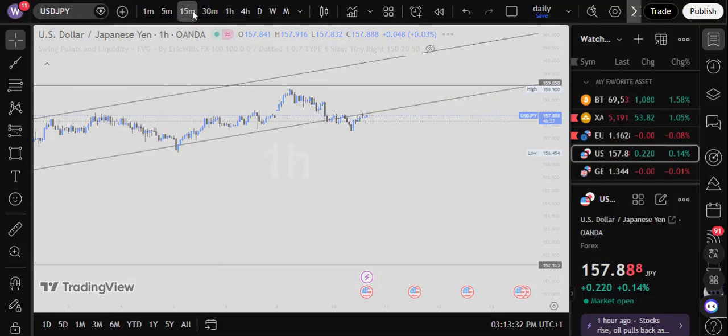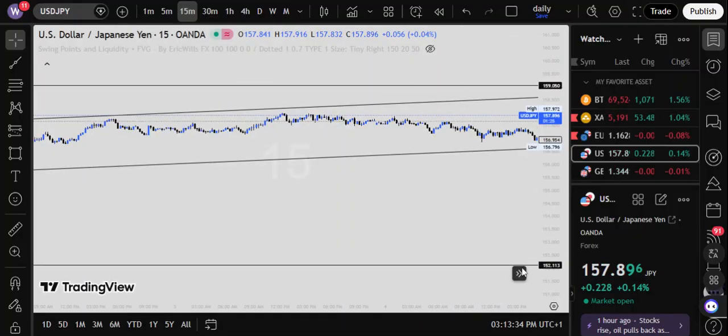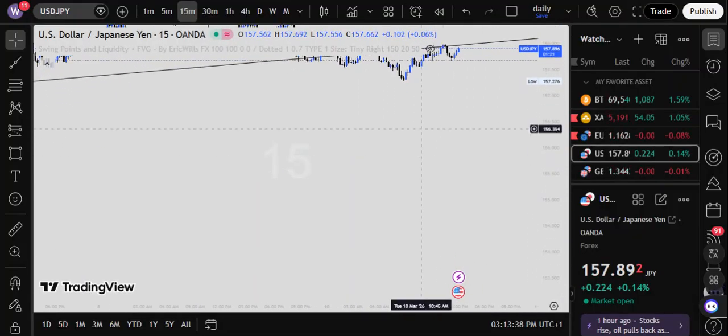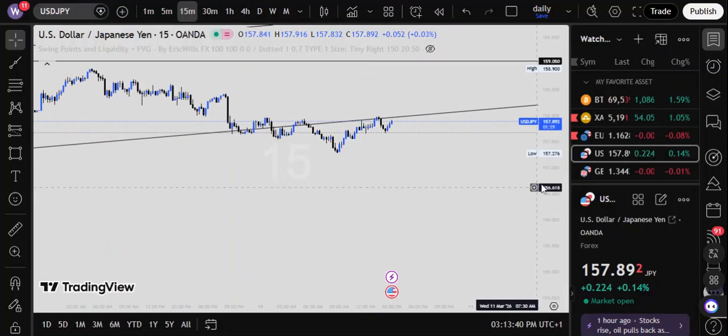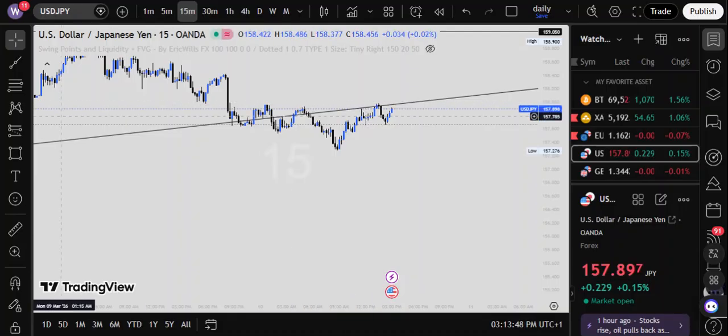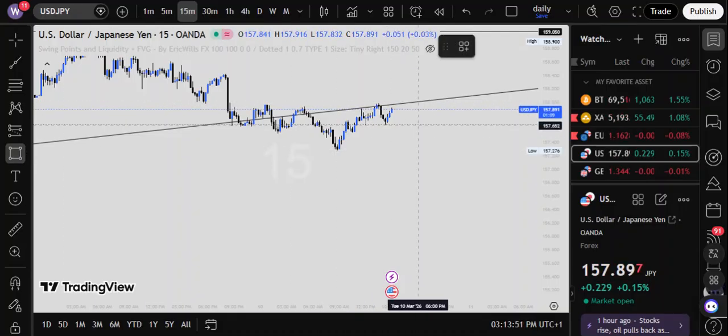So if you scale down to the 15-minute time frame, what do we have here? You can decide to take entries on this 15-minute time frame, and you can also decide to wait for more confirmation. Now on this 15-minute time frame we have right here a fair value gap, right? Which is also a kind of clue and confirmation for an entry.